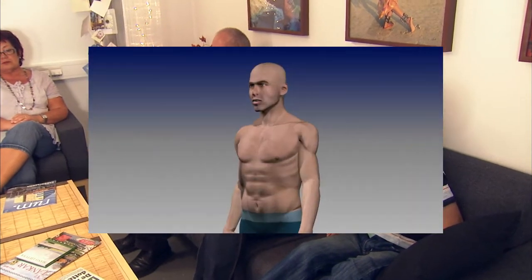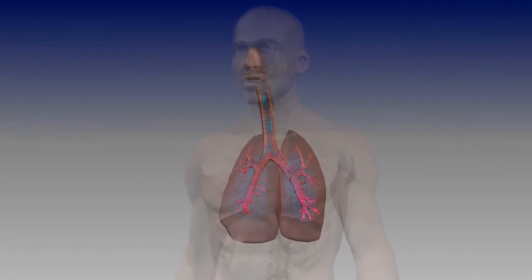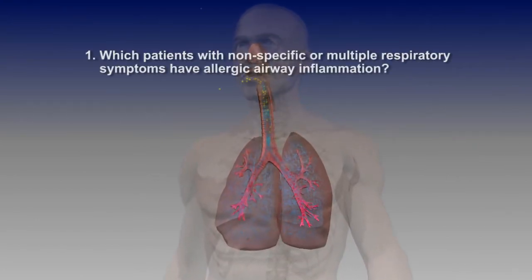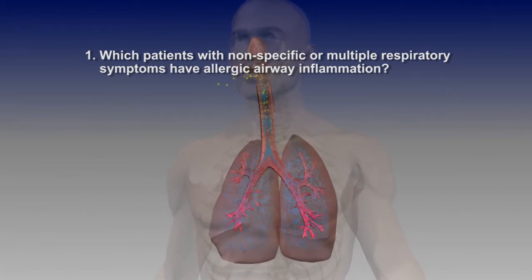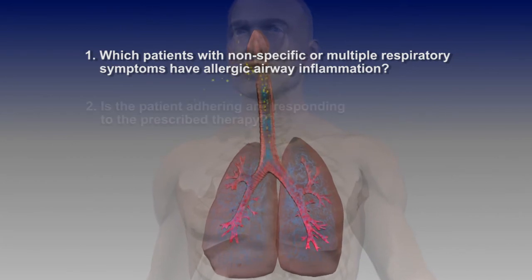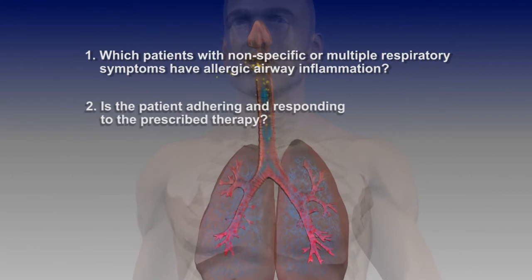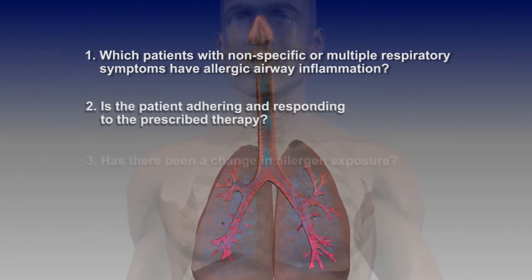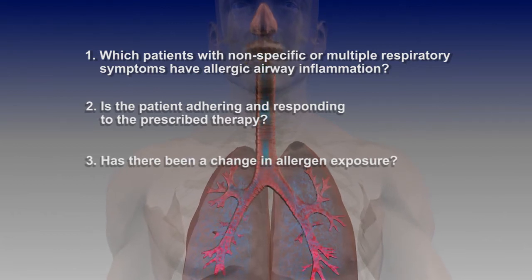Measuring exhaled nitric oxide provides an immediate answer to 3 critical questions. 1. Which patients with nonspecific or multiple respiratory symptoms have allergic airway inflammation? 2. Is the patient adhering and responding to the prescribed therapy? 3. Has there been a change in allergen exposure?